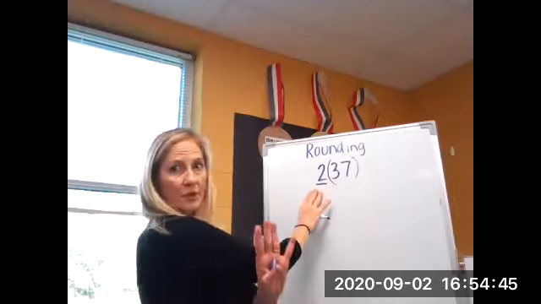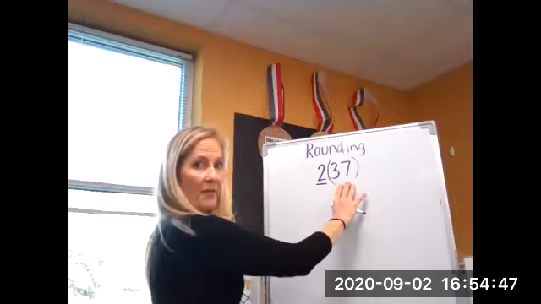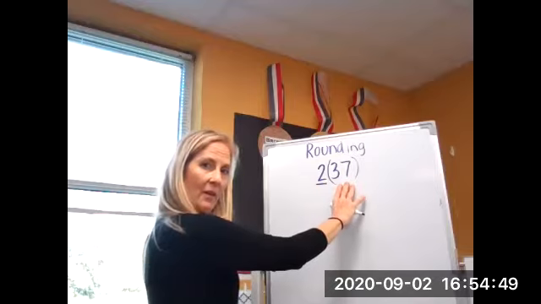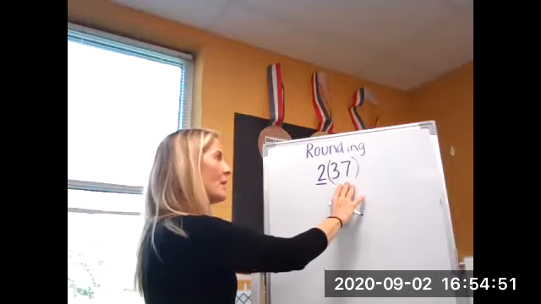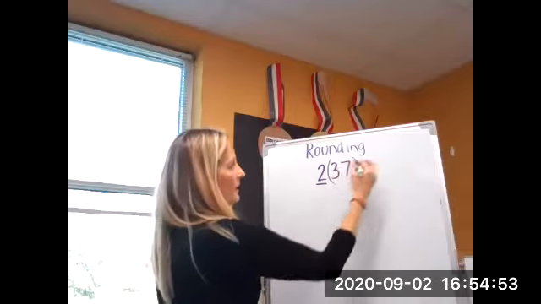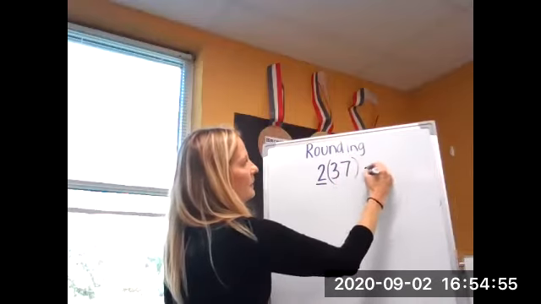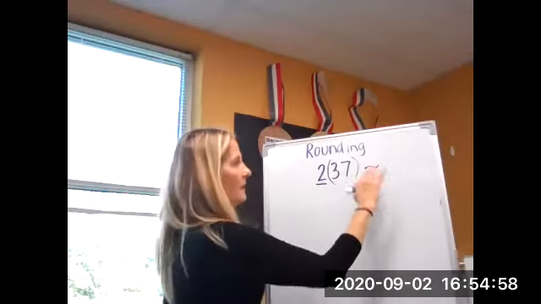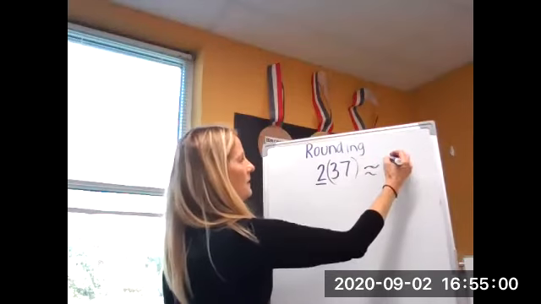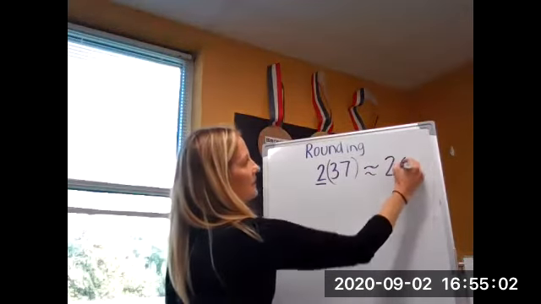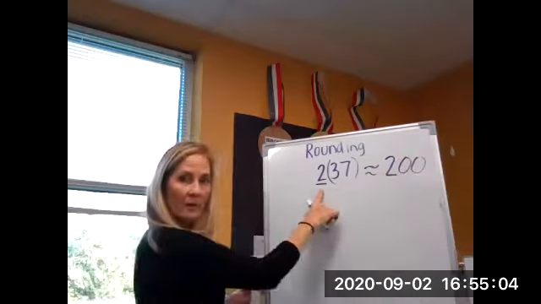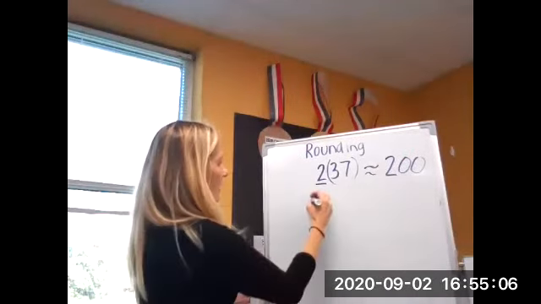I have 200 for sure. That's never going away. But I have 37 more. Is that halfway to having another whole group of 100? No. So I would keep it at 200. And this symbol, that wiggly symbol right there, means is around, or is estimated at 200. I would keep it at 200. Let's try another one.